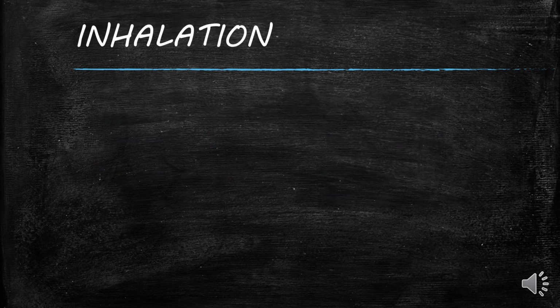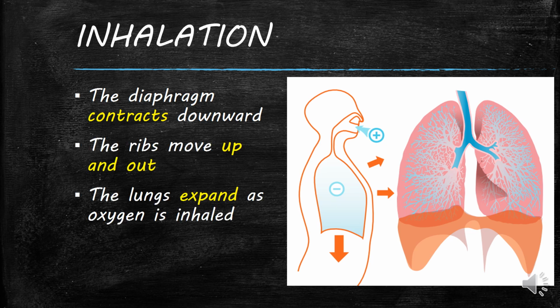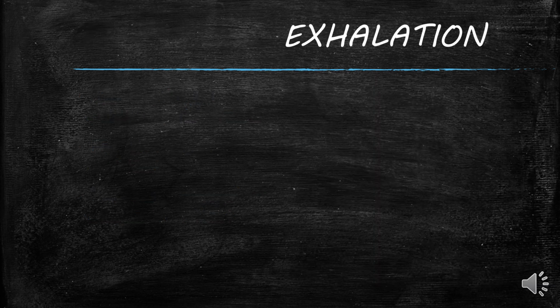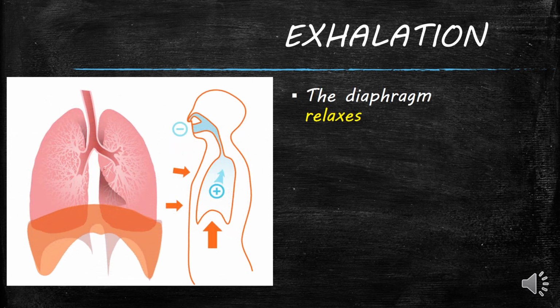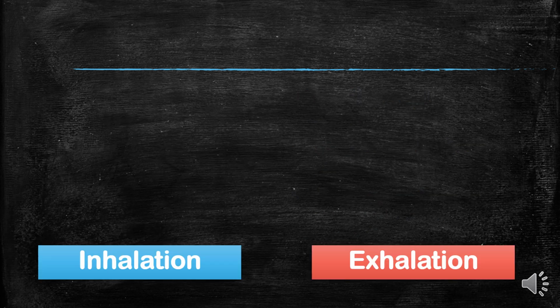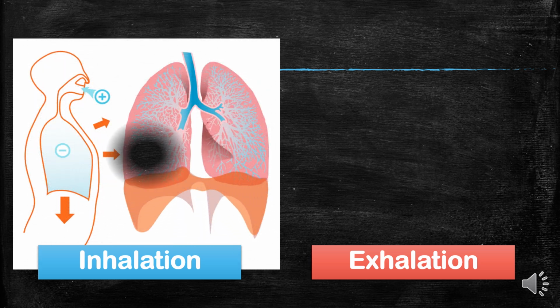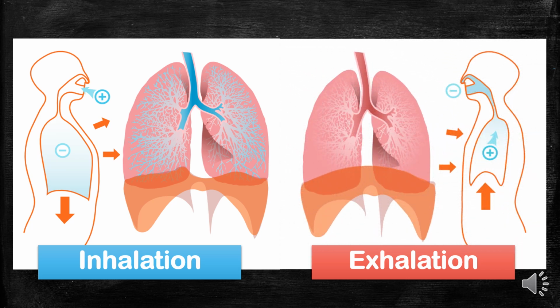During inhalation, the diaphragm contracts downward, the ribs move up and out, the lungs expand as oxygen is inhaled. During exhalation, the diaphragm relaxes, the ribs move down and in, the lungs deflate as carbon dioxide is exhaled. During inhalation, the chest cavity is filled with air. And during exhalation, the air leaves the chest cavity.